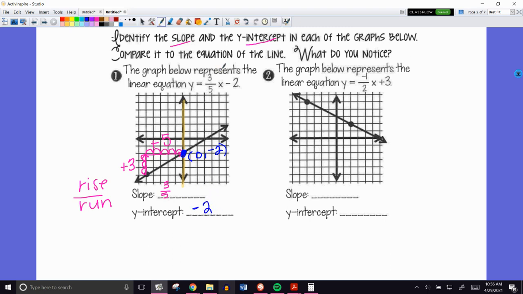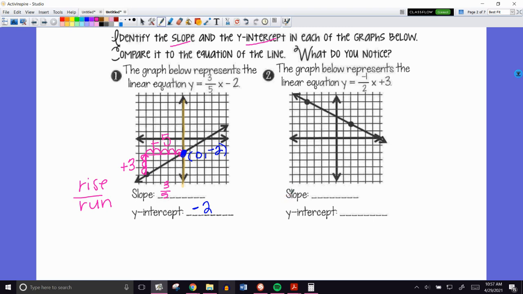Okay. Now when I look at my graph, I can see that my slope 3/5 is the number that's touching my x, 3/5 x. And I can see that my y-intercept, that -2, comes at the end after the x, right, in my equation. So I'm just going to try the process with the second one and see if it matches up with my equation just like it did here on the first one.